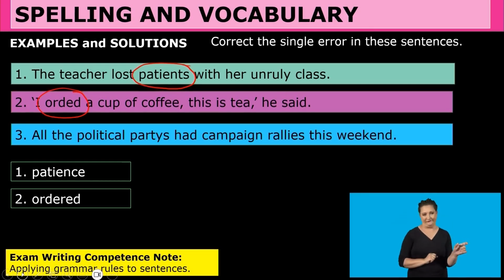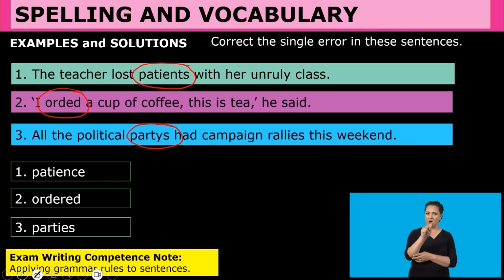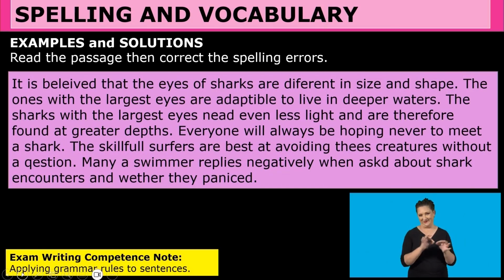All right, we add the -ed at the end of the word order to show that it is in the past tense. All the political parties had campaign rallies this week, all right? Now look at the word parties. What's the rule? We need to change that Y into an I, and then we add -ES to make the word plural. So there you have it. You applied spelling rules to these sentences.